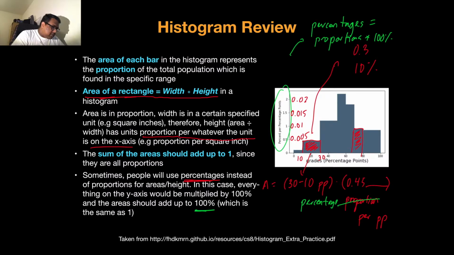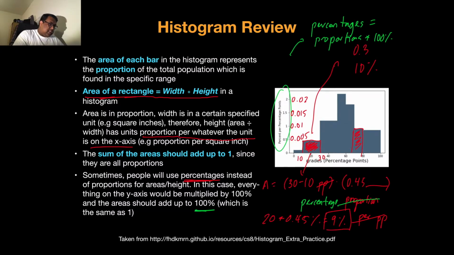And so what happens to be the area of this red bar right here? Well, it's 20 times 0.45 percentage per percentage points. So it's 20 times 45%, because the percentage points and per percentage points cancel out. And whatever that value is, I think it's 9%.